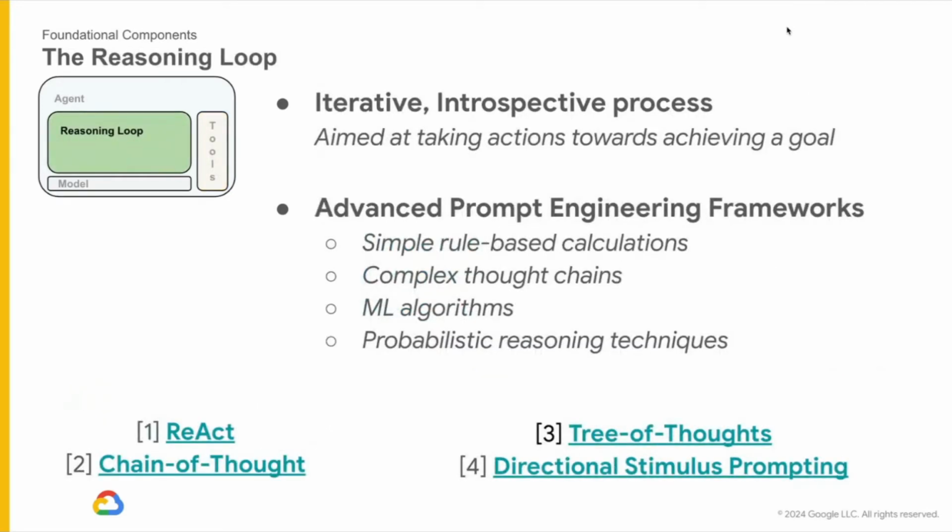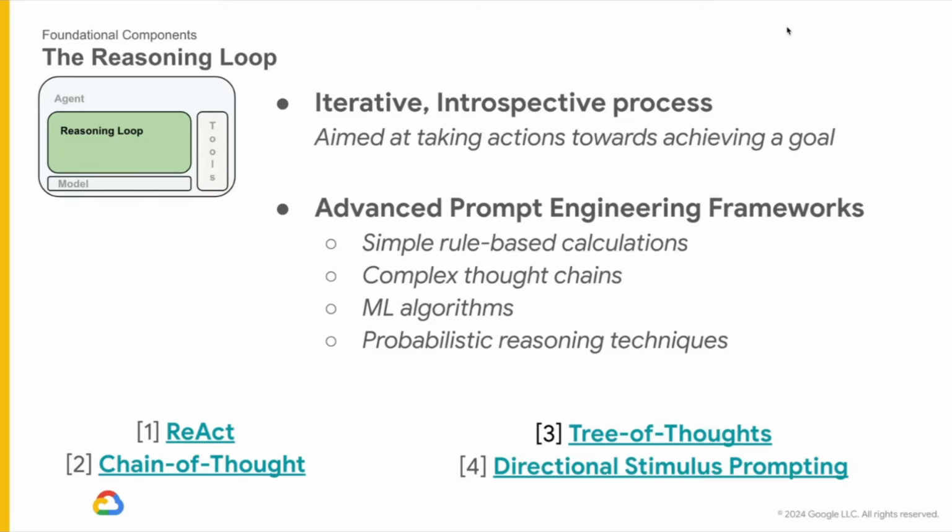So the last of these three pieces is the reasoning loop. Now, this is, again, really one of the bigger cornerstones of how agents work today. And it's because the reasoning loop allows us to do this more iterative, introspective process around how we're going to achieve the goal that we're setting out for our agent and what steps it's going to take to get through that. Now, typically these reasoning loops are built around advanced prompt engineering frameworks. So things like ReAct or chain of thought, tree of thoughts, things like that. But you could also include other simple rule-based calculations, traditional ML algorithms, other probabilistic techniques. You can build really anything you want inside of your reasoning loop.